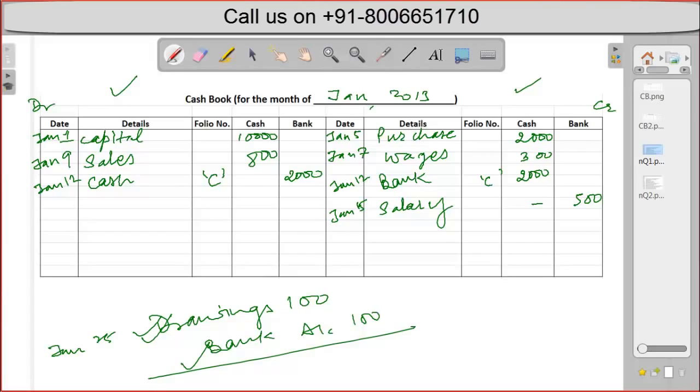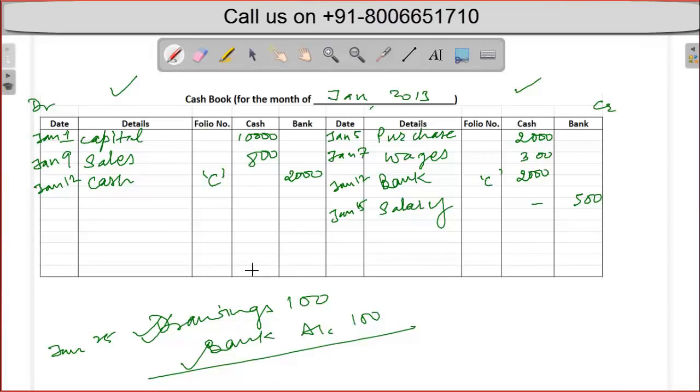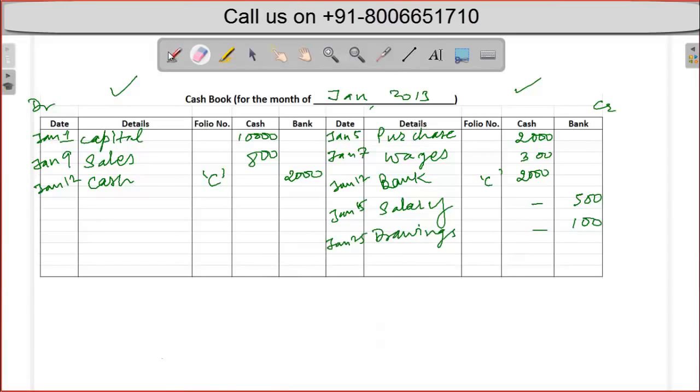Now tell me, in the entry is the bank account debited or credited? I am asking whether the bank account is debited or credited. This is the entry I passed. Bank credited, na? So on the credit side in the bank column, first I will write down the amount $100, and in front of this I will write the name of the opposite account, that is drawings.